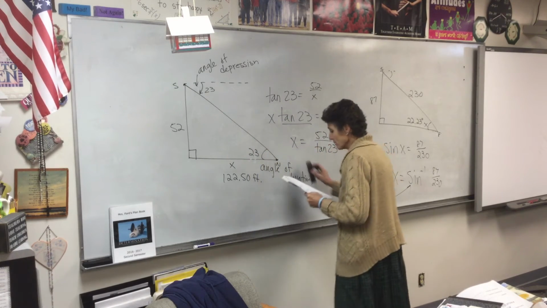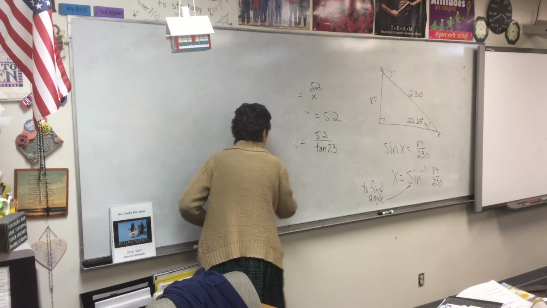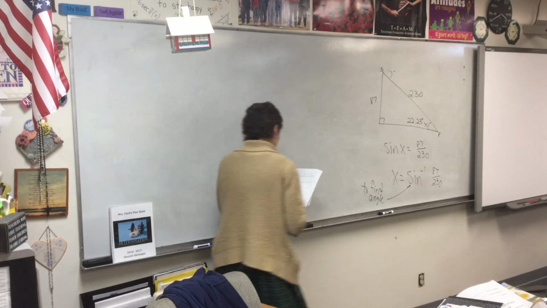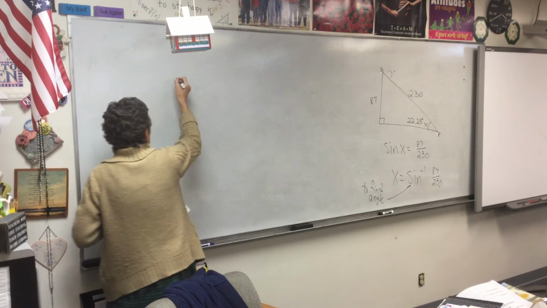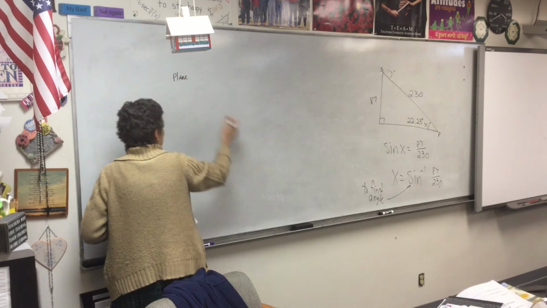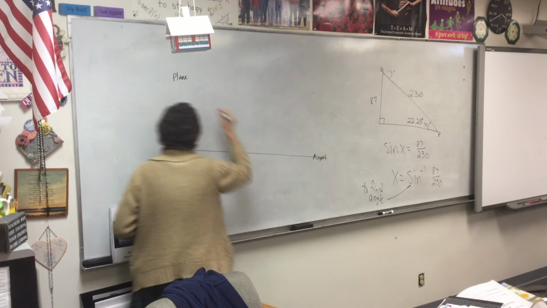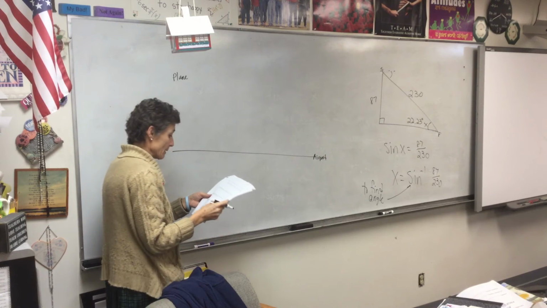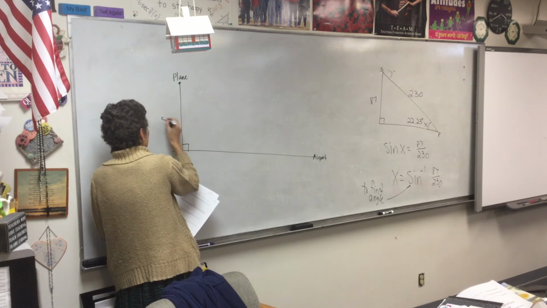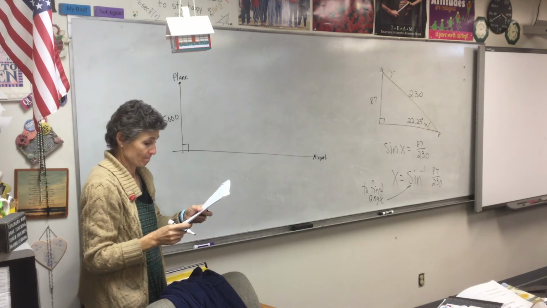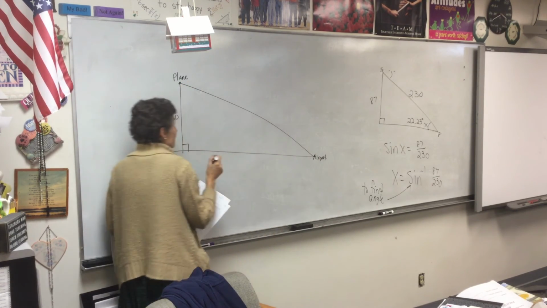All right, here we are. I'm ready for letter C. How far is an airplane from the airport? All right, so I'm going to set my picture up. Here's my plane, and here's my airport. Comes a plane. He's coming in toward the airport. He is currently 5,000 feet above the ground. So the airplane's 5,000 feet above the ground. And the angle of depression to the airport is 17 degrees.